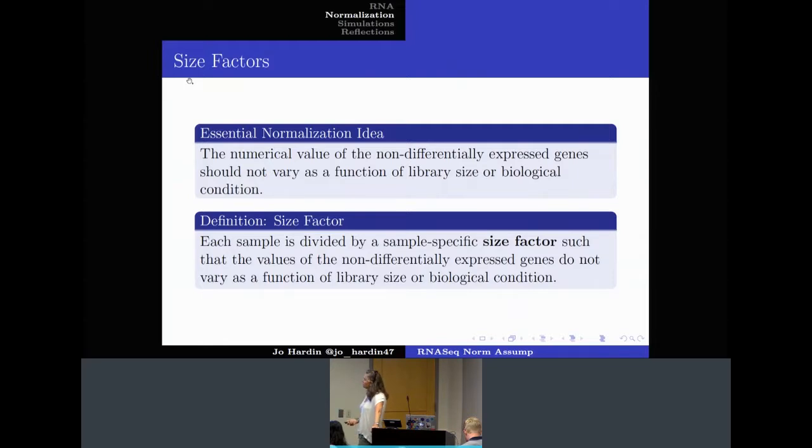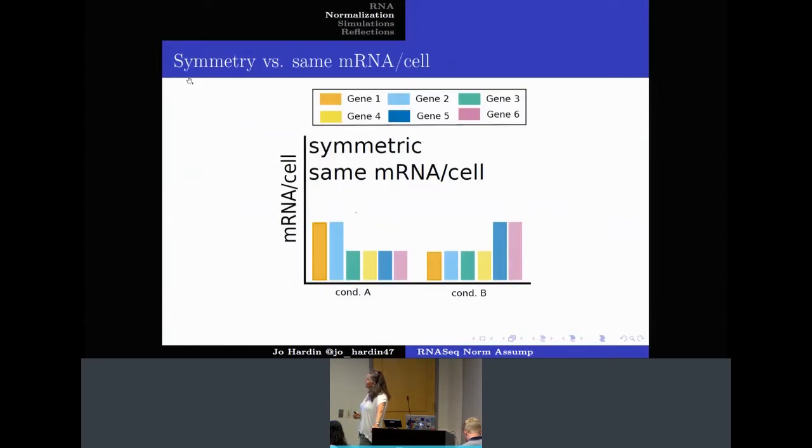Okay. So I have one more class of normalization techniques to talk about, but before I can get to that, I want to talk about some of the assumptions that we've already addressed, just so that it's easier for me to talk about that third case.